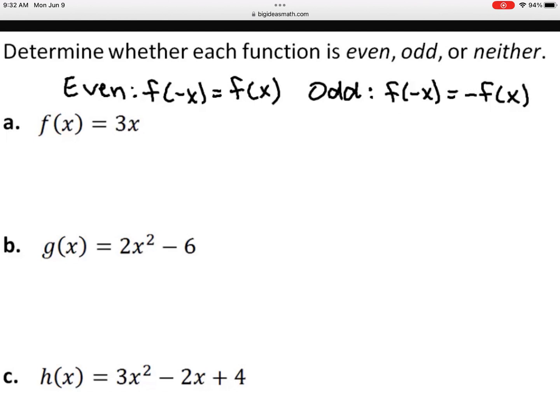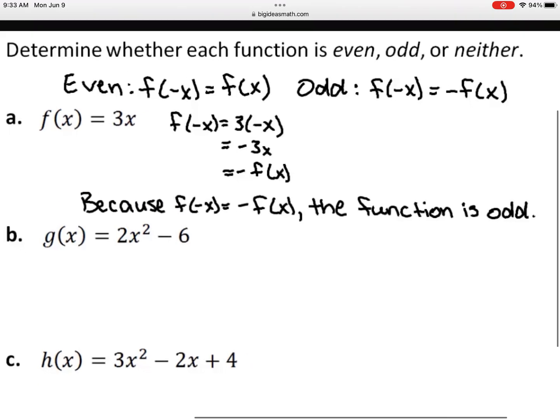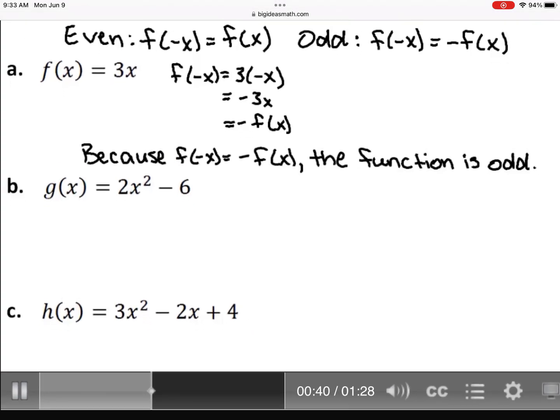Part A. F of x equals 3x. Substitute negative x for x. 3 times negative x can be written as negative 3x. Substituting f of x for 3x, you find that f of negative x equals negative f of x. Because f of negative x equals negative f of x, the function is odd.